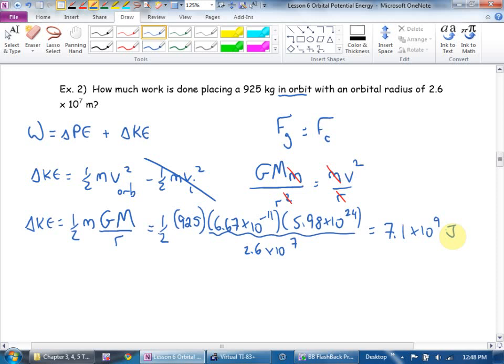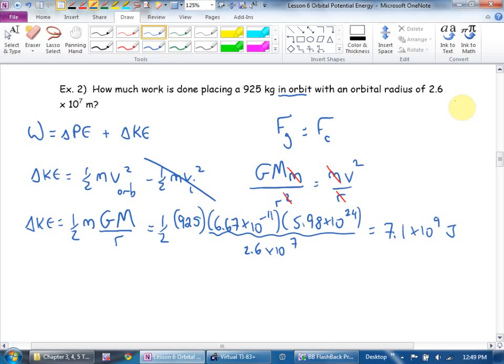So there's the change in kinetic. And Megan, you're okay with why we use that? Because they said orbital radius. I like that better, but sometimes they'll give you an altitude or a height like the last question, so I want to make sure you notice. Sometimes you've got to add the radius of the Earth. This one, though, we didn't have to. That's the change in kinetic.